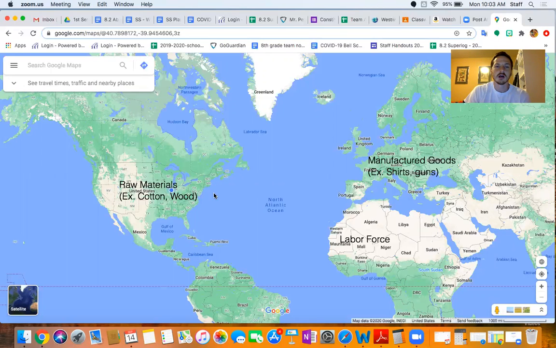And so I'm going to draw an arrow here. Remember, it's kind of hard to draw well, so I apologize. Remember, it's triangular trade, so you'll see a triangle by the end of this. But the first step is, I'm just going to put RM. The United States would ship raw materials to Europe.